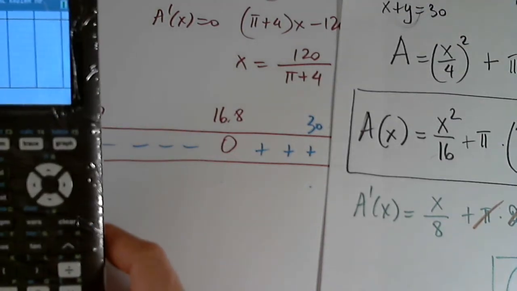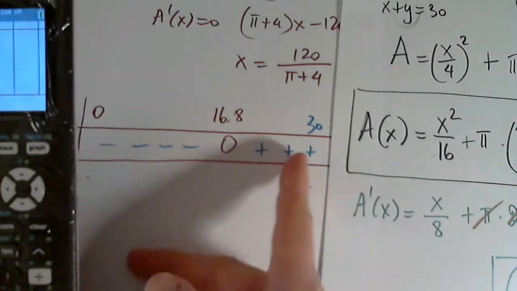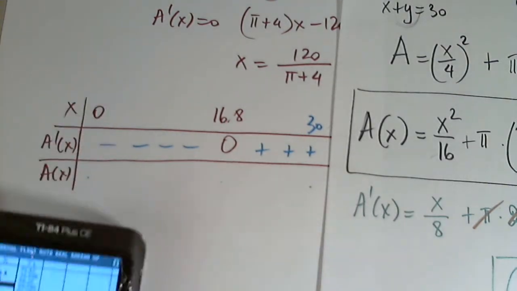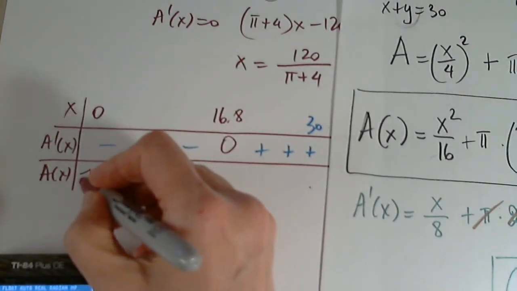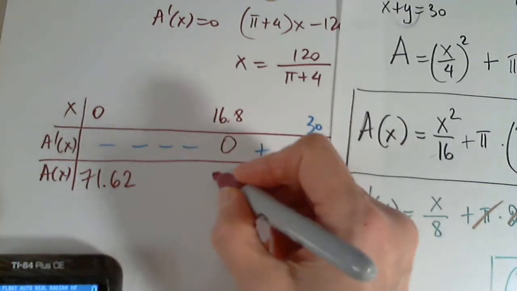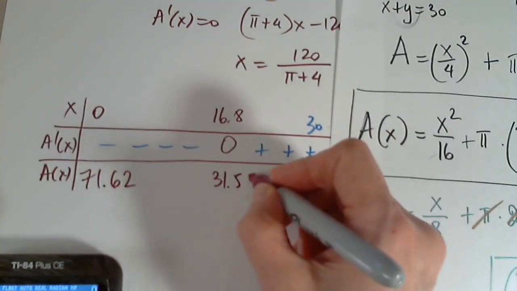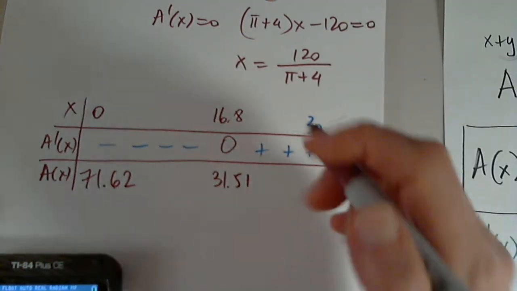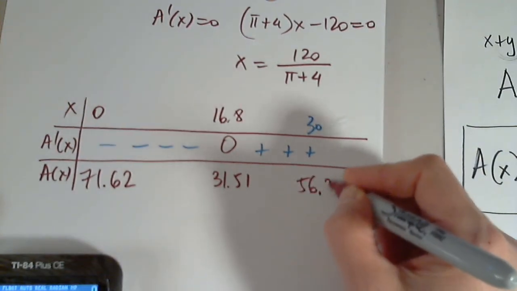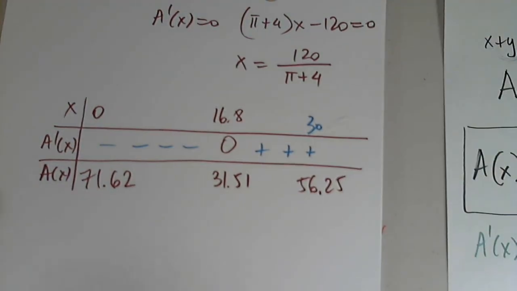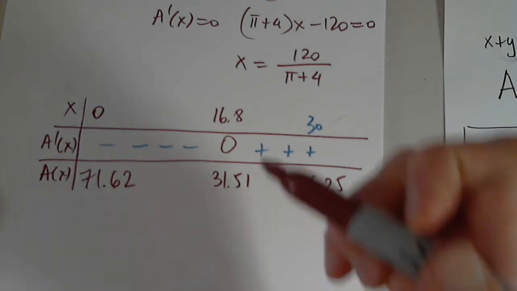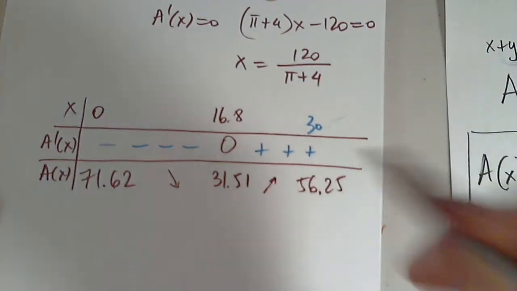I want 0, I want 16.8, and I want 30. Okay. So I got 71.62, 31.51, and 56.25. Obviously, this is okay.